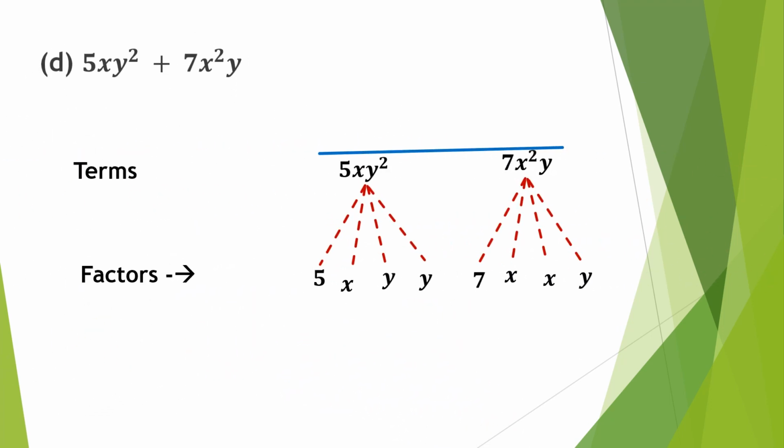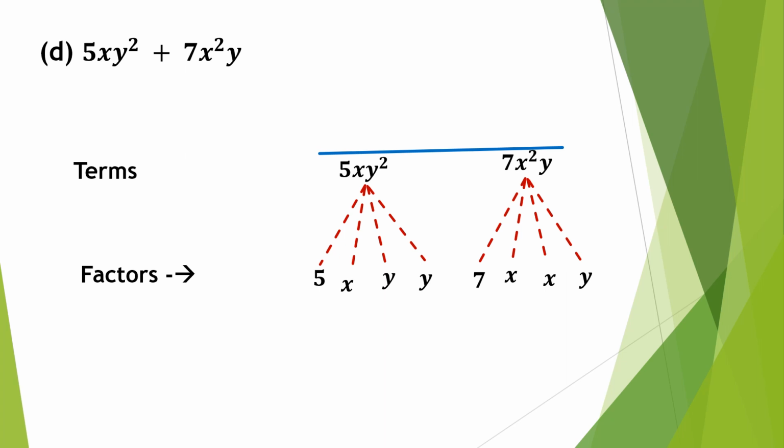Now we move to the fourth question, 5xy square plus 7x square y. Here there are two terms. So first we can identify the terms as 5xy square and 7x square y. What are the factors of 5xy square? 5 is there, x is there, y square means y comma y. Similarly, the factors of 7x square y are 7, x, comma y.